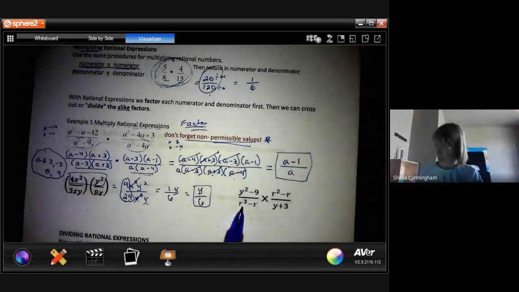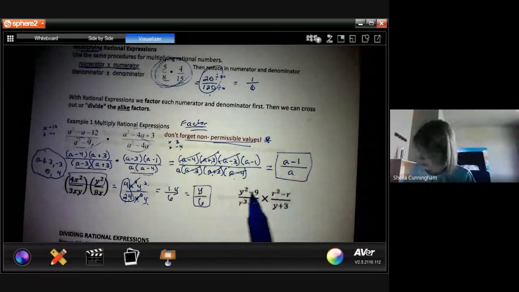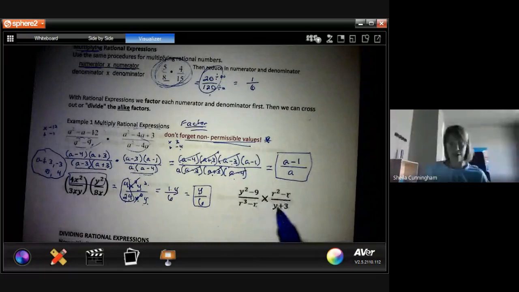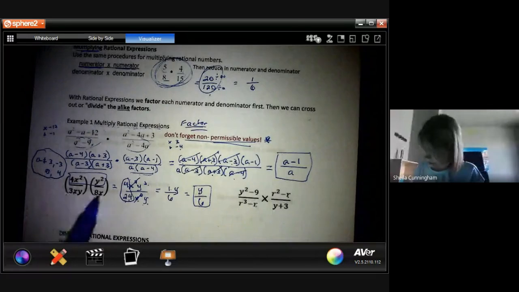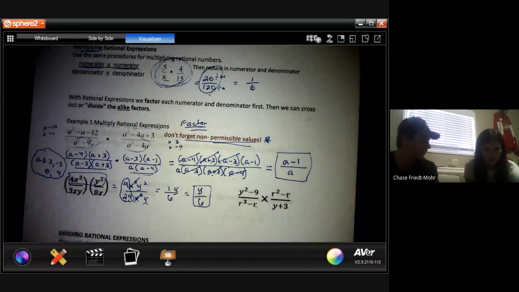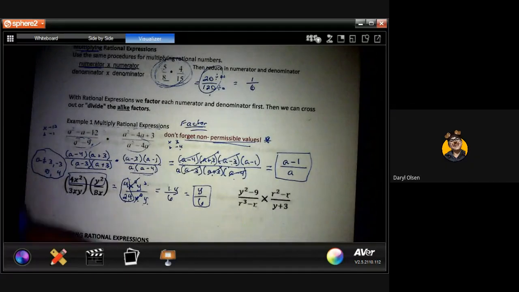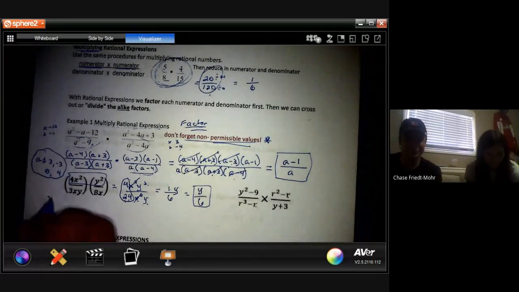The next one looks at y squared minus 9 over r cubed minus r, and we're timesing this by r squared minus r over y plus 3. Oh, you guys, we didn't do this on the last one. What are your non-permissibles here? On your last one, what are the non-permissibles?